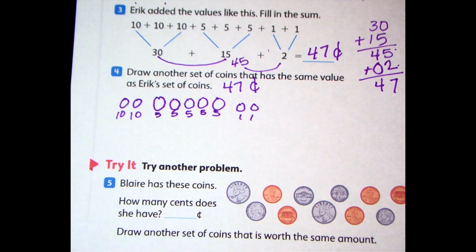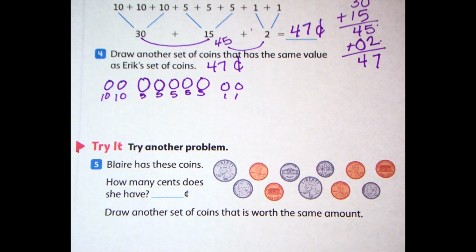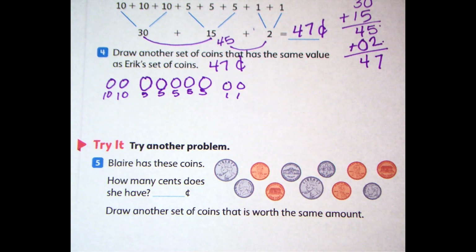Alright, so you're going to try it on your own. You're going to try another problem. So I'd like you to pause this video and try to solve this problem on your own before coming back and finding the answer. Number 5, Blair has these coins. How many cents does she have? Okay, so make sure you pause before answering the question.